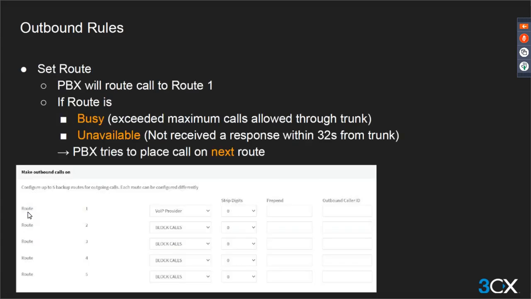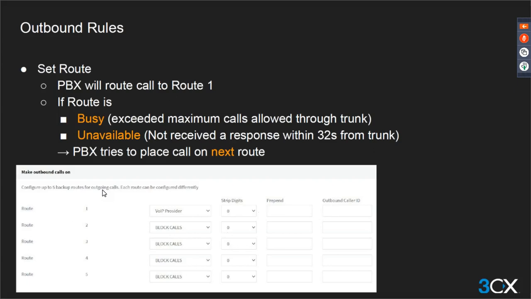Once the criteria has passed, which is plus if the number starts with plus, or anything between 0 and 9, now we need to tell 3CX which trunk to use in order to make the call. This is done by setting the rules under the provider section. So you can see different options there, 1, 2, 3, 4. You've got VoIP providers, you can block calls, you can strip numbers, you can prepend, you can set the outbound caller ID, and you can do different things here.